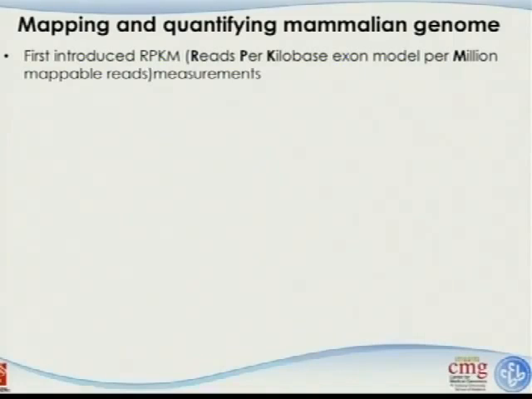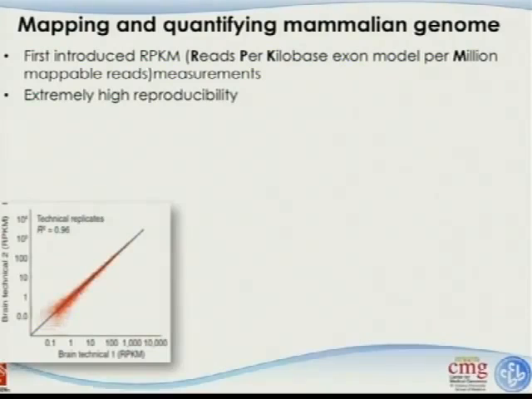Another bigger contribution of this paper is that this is the first to introduce the so-called RPKM, which is reads per kilobase of exon model per million mappable reads. RPKM measurements quantify gene expression levels, which we will talk about in the next couple of slides very extensively.